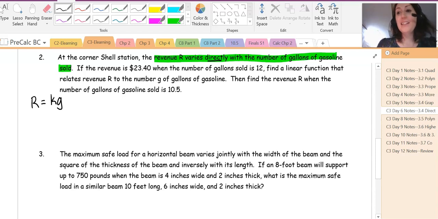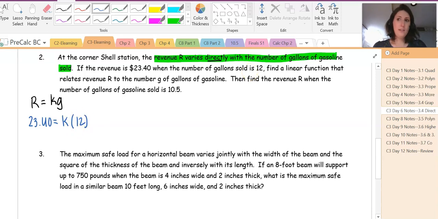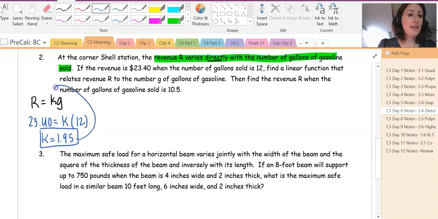Okay, so again, they're asking us to find k. Plug in what you have. Revenue is $23.40, k we are looking for, gallons was 12. And then we'll just go ahead and divide. And I got $1.95 is k. All right, and then we need to plug that back in.